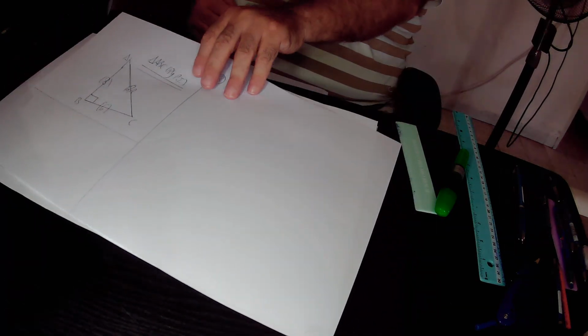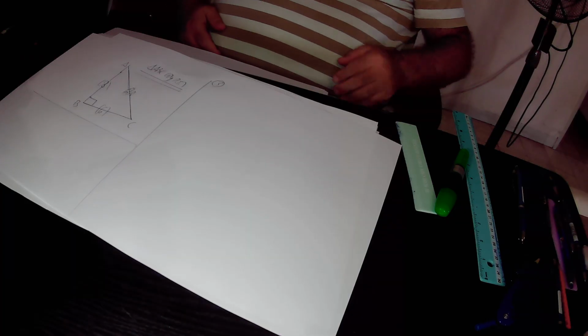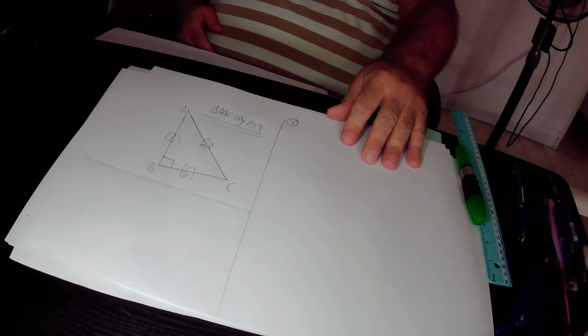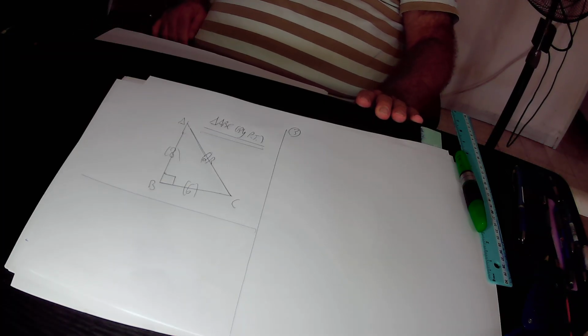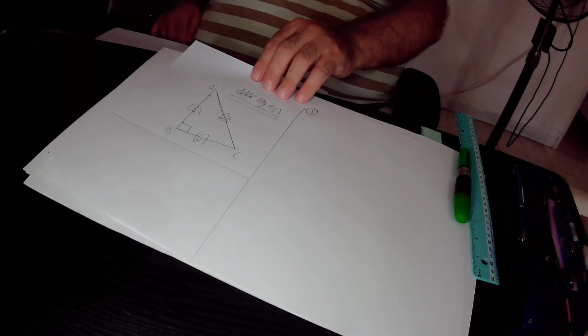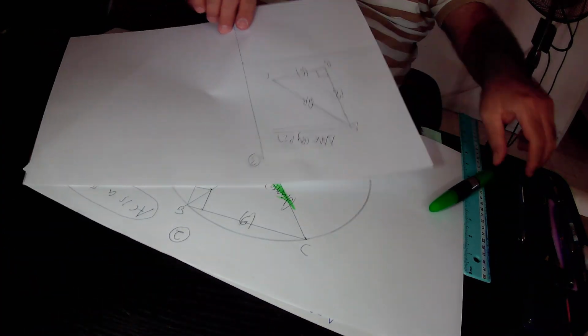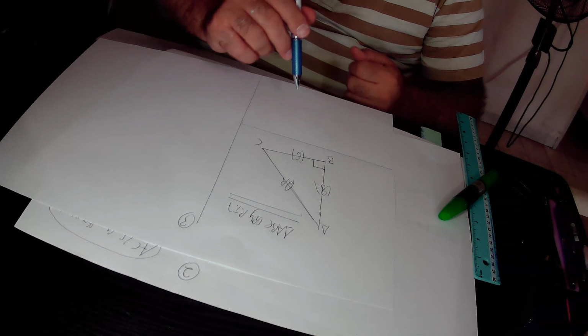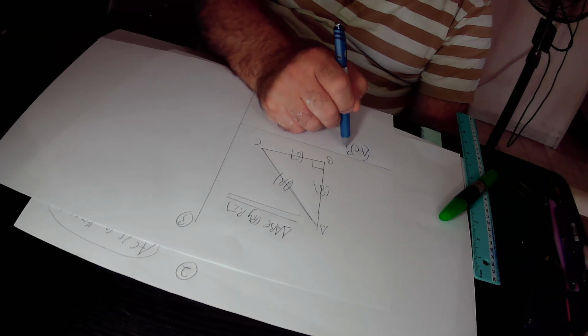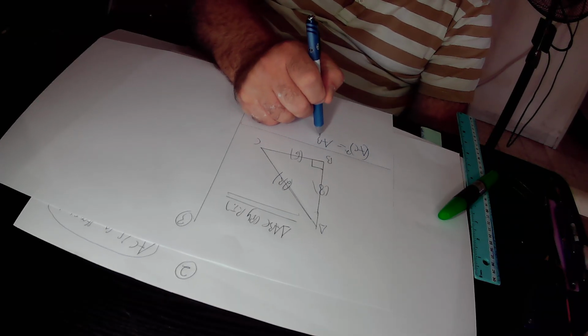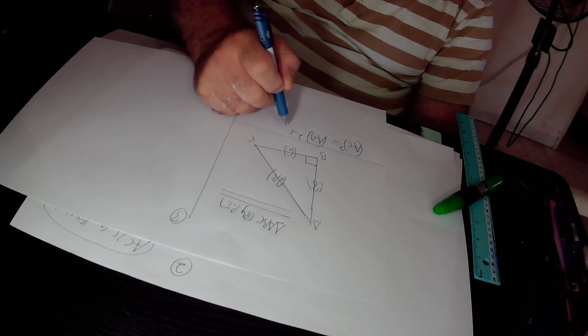So actually, this is the right triangle ABC, according to the original drawing. This right triangle ABC, according to the Pythagoras theorem: AC squared, that is the square of the hypotenuse, equals AB squared plus BC squared. So write it down. AC squared, the square of the hypotenuse, is equal to AB square plus BC square.